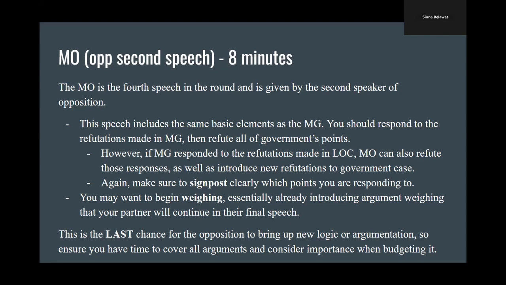So ensure you have time to cover all arguments and consider the importance of them when budgeting your time, right? So that is how it goes. It might sound super complex, but when you are in a round, it just flows. So it's like, yeah, I'm going down my speech. I'm going down the refutations they make to my speech. Then I'm going to respond to them. I'm making new arguments. I'm also making it sound cohesive, and it's all fitting under the framework.